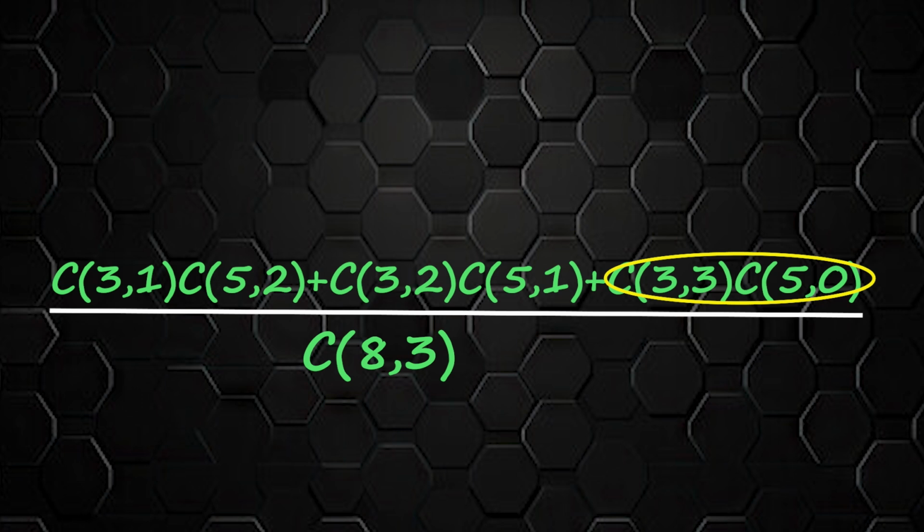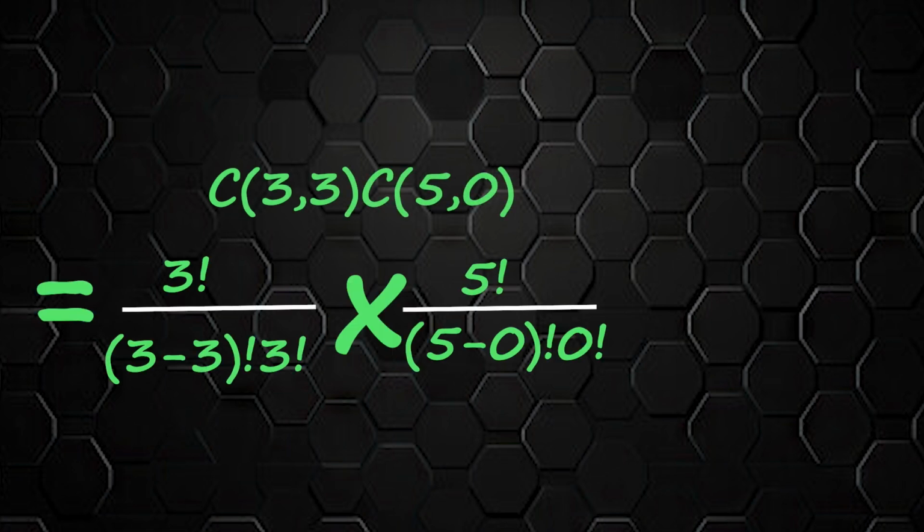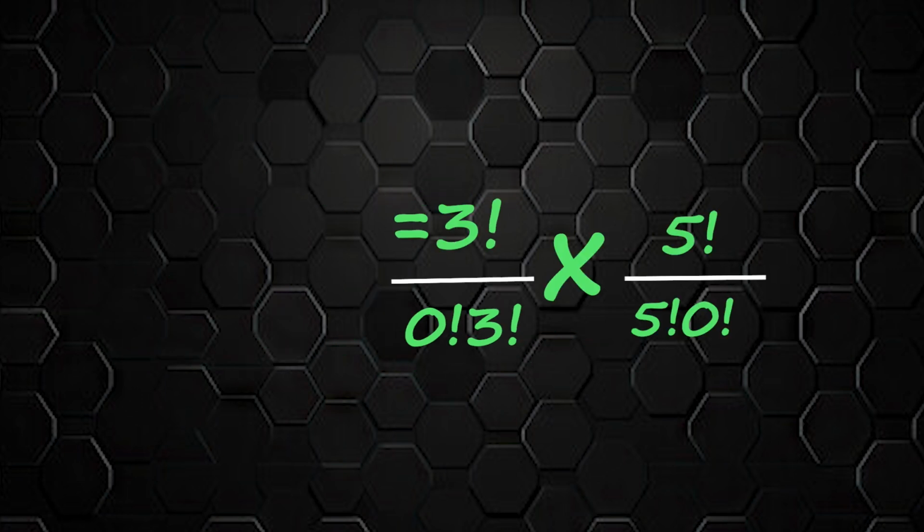Let us calculate this one. Combination of 3, 3, multiplied with the combination of 5, 0. 3 factorial over 3 minus 3 factorial, 3 factorial, multiplied with 5 factorial over 5 minus 0 factorial, 0 factorial. So 3 factorial over 0 factorial, 3 factorial, multiplied with 5 factorial over 5 factorial, 0 factorial. 0 factorial is 1 in mathematics. This result is 1.